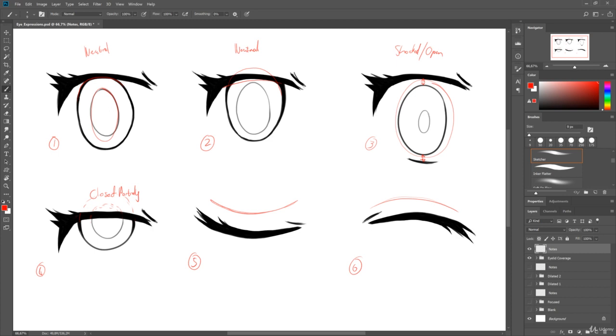In a nutshell, these 6 states of eye closure help us to manipulate and expand on the character's emotions. We combine these states of eyelid closure with the pupil dilation, with the focus, in addition to the eyebrow movements and the mouth, to create literally innumerable facial expressions for our characters.